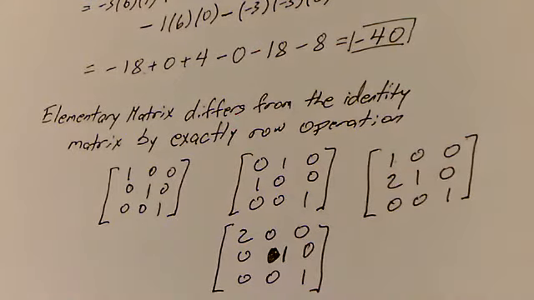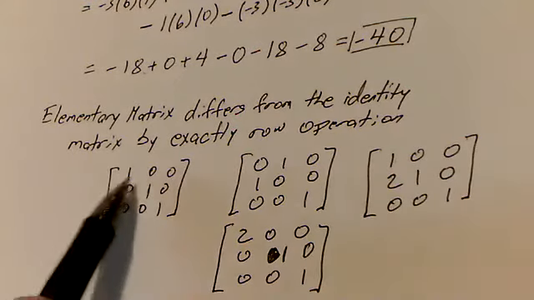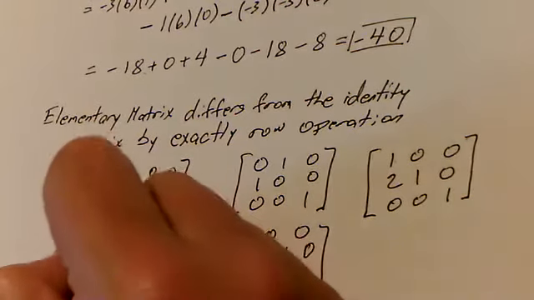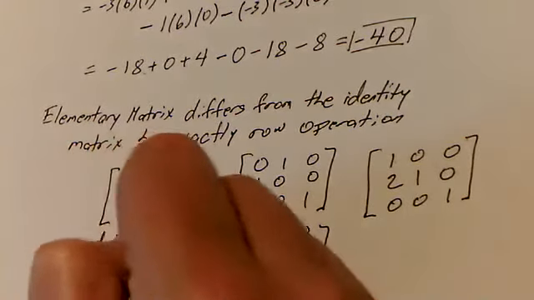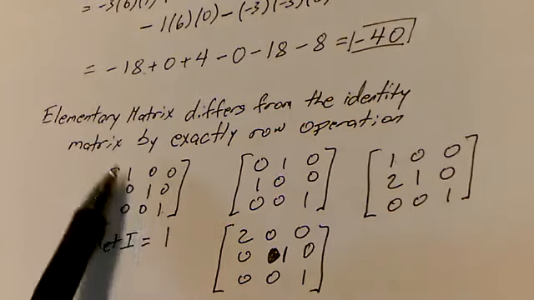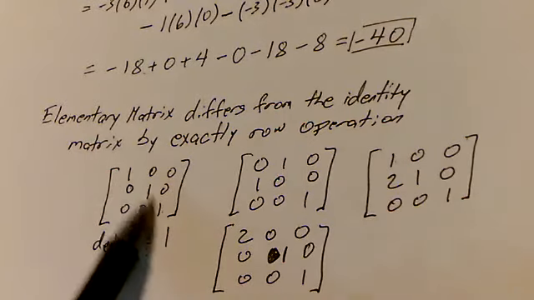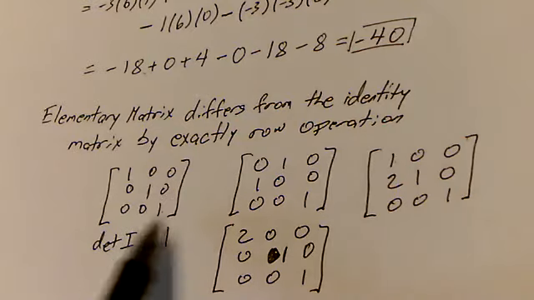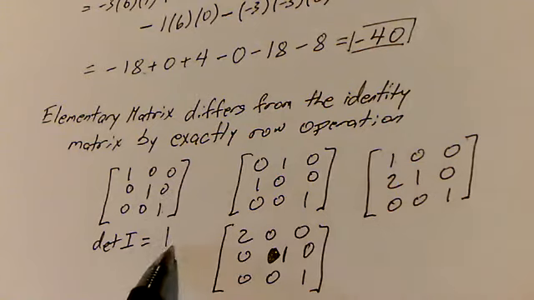So if I look here, this is my identity. The determinant of the identity is clearly 1. You multiply down the diagonal ones, even if I head all the way to 4, 5, whatever, diagonal ones, all ones, you come back the other way, you're going to get all zeros, 1 plus 0, 0, 0, minus 0. So the determinant of the identity is always 1.